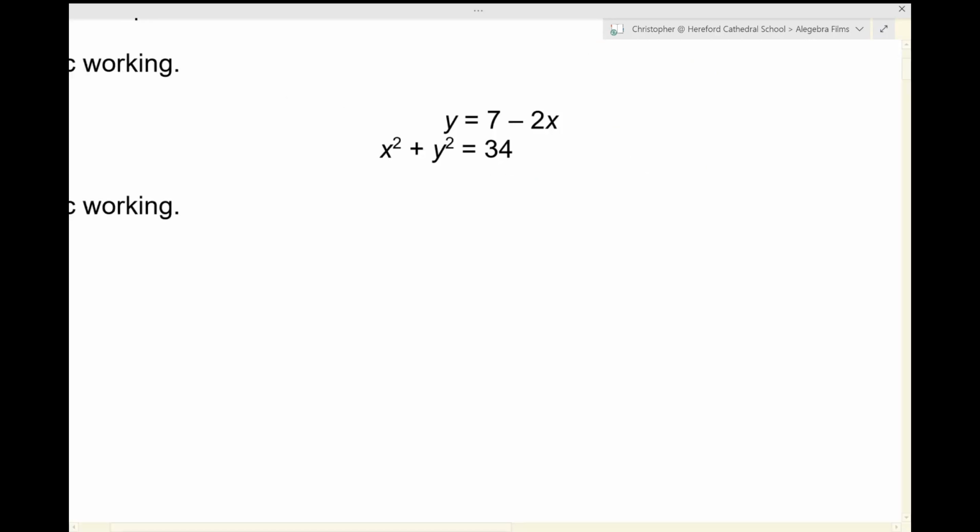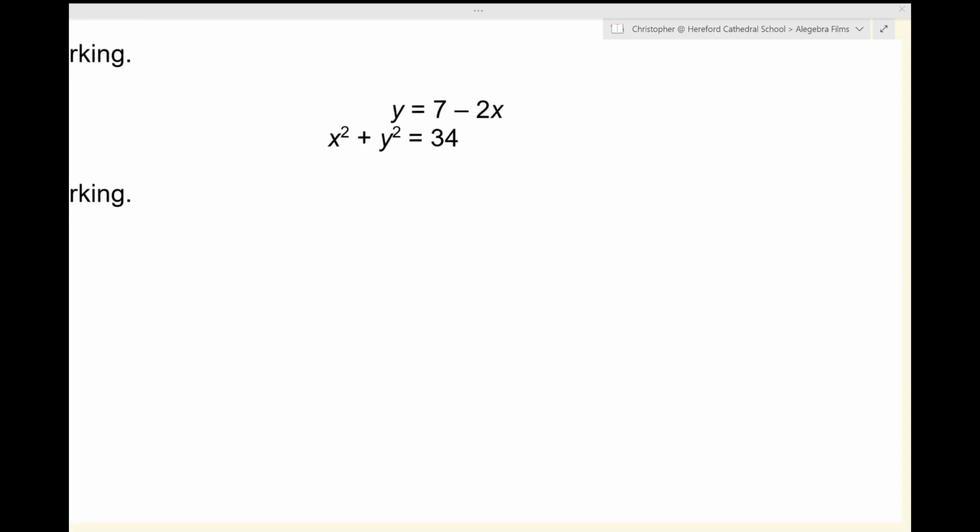Question 1. Right, what I'm going to do is use this expression for y here and substitute that into the second equation. So the equation is going to be x squared plus, now y squared is (7 minus 2x) multiplied by (7 minus 2x), and that equals 34.